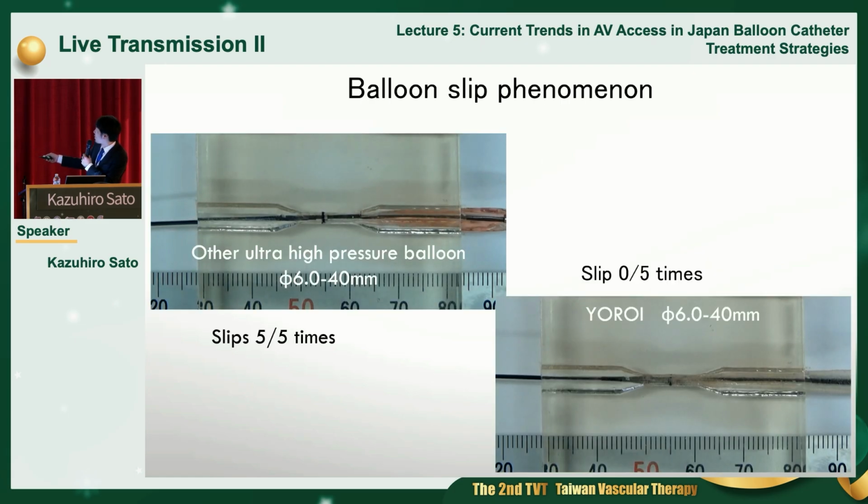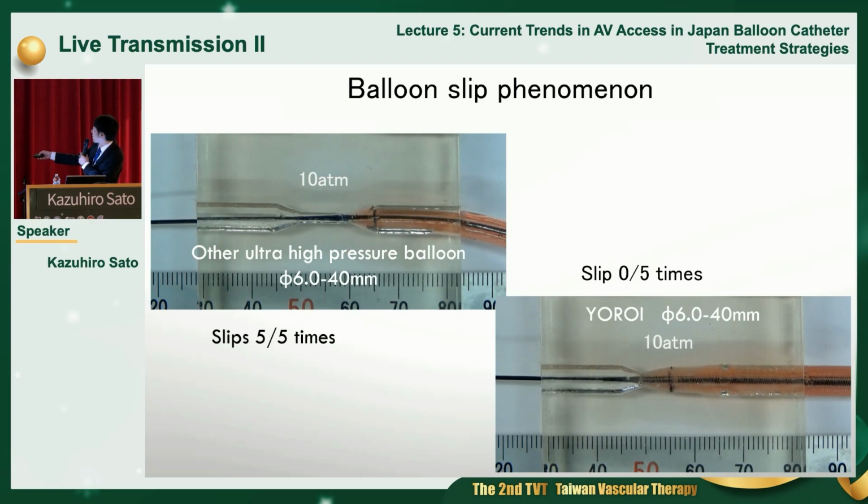I will show you the balloon slip phenomenon by experiment. Here the balloon slips when pressurizing, but Yoroi doesn't slip like this. Yoroi has many strings on the surface of the balloon, and this prevents the balloon slip phenomenon like this.